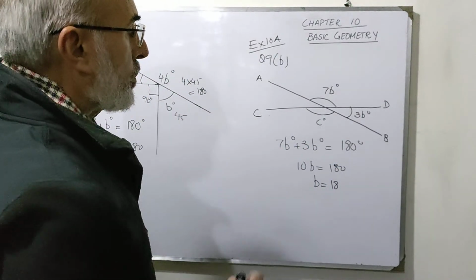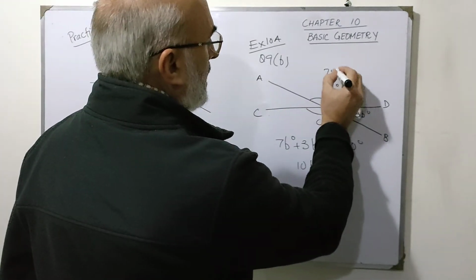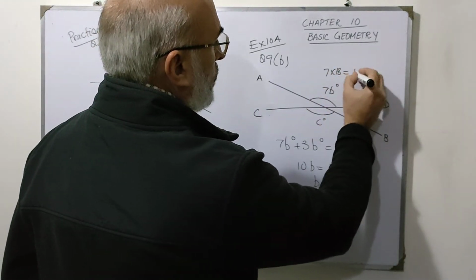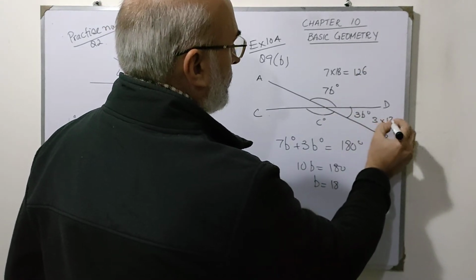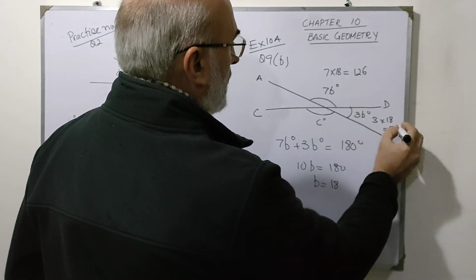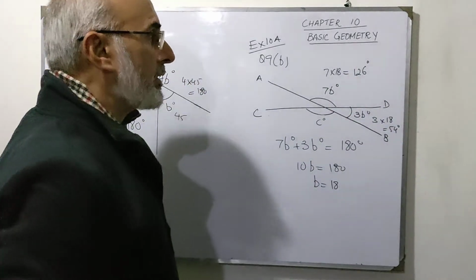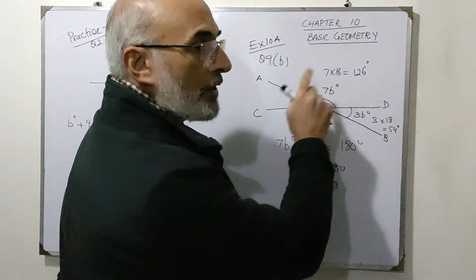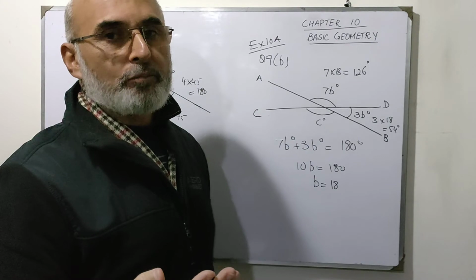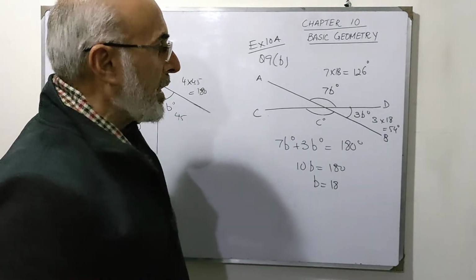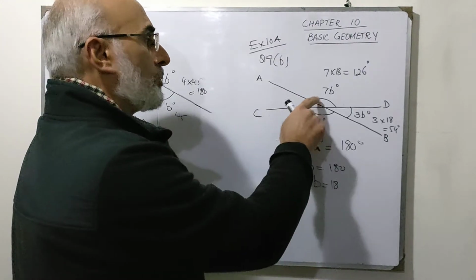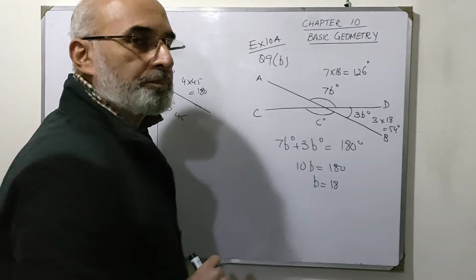Now, if we multiply 7 by 18, we get 126, and 3 times 18 gives 54. So we have both our angles, and if we sum up 54 and 126, it is 180. So supplementary angles equal 180. So it is correct. Now, coming to these two angles.